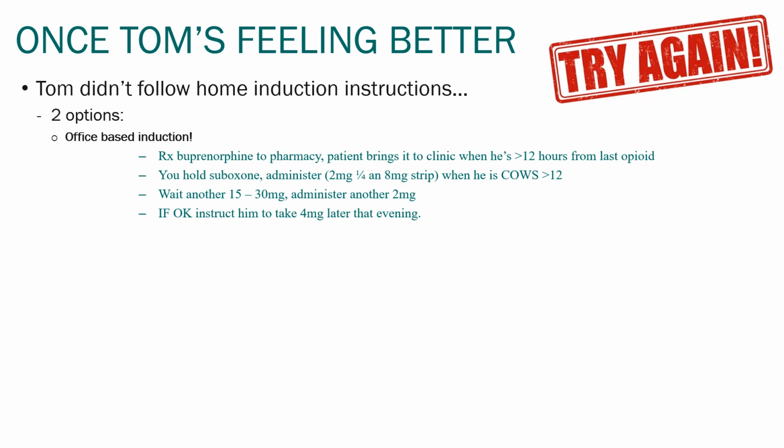And then I'll observe them for another 30 minutes on the 2 milligrams, and I'll give them another 2 milligrams. So at this point, they've taken up to half of an 8 milligram strip. Now they're safely on a low dose of buprenorphine. I'll give them the other half, and I'll say, okay, go home and wait as long as you can until it's evening, and then take that other 4 milligrams. And then they can, on day 2, take 8 milligrams twice a day, and day 3, 8 milligrams 3 times a day.